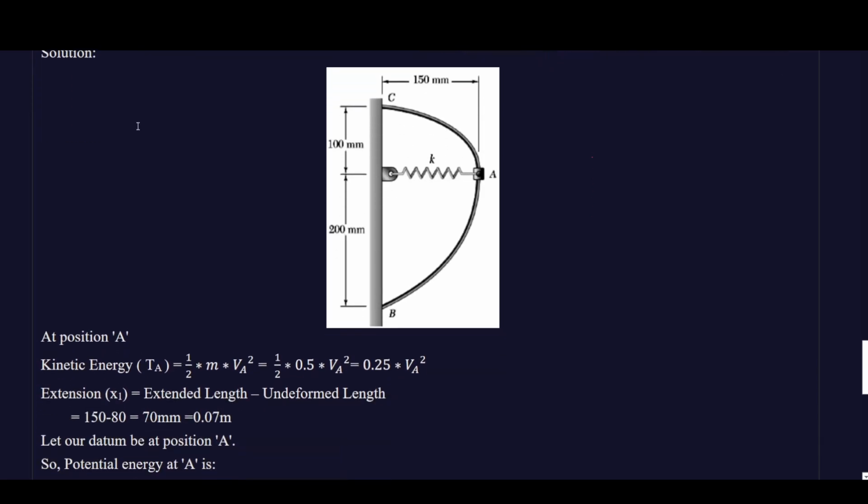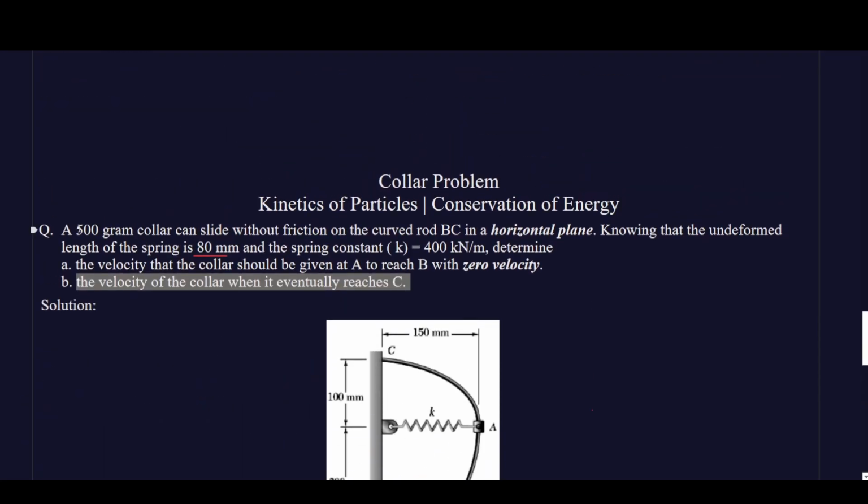So let us begin. At position A, the kinetic energy is 1/2 m v_A squared, which equals 1/2 times m, where m is the mass of the collar. The mass of the collar is 500 gram, which equals 0.5 kg, times v_A squared. We don't know the velocity at position A, so we need to calculate it. We obtain 0.25 v_A squared.